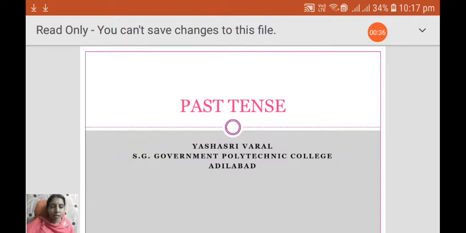That is simple, continuous, perfect, and perfect continuous. We are looking at each of these subdivisions in detail. So, today we will look at the past simple tense in detail.